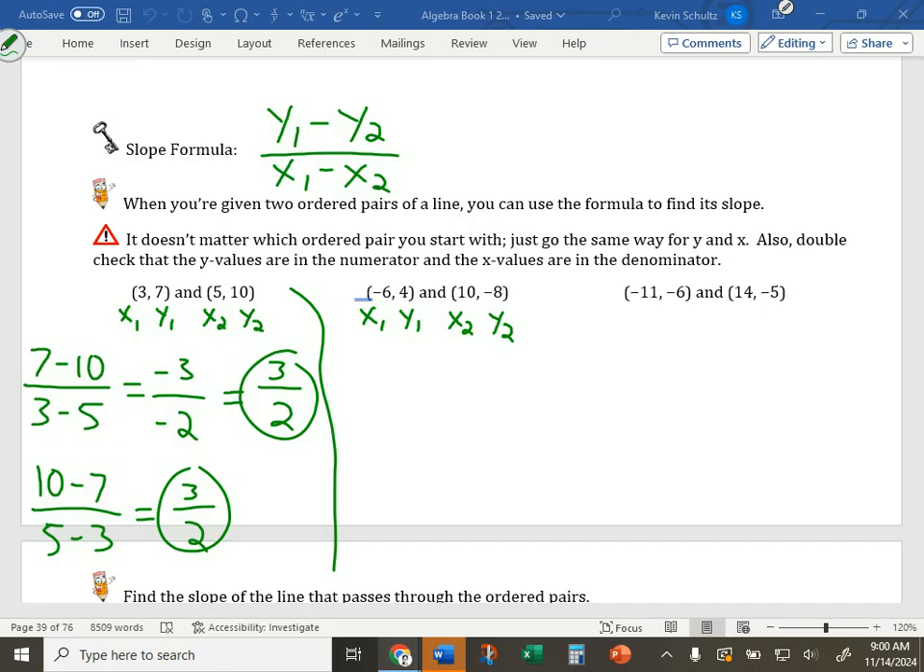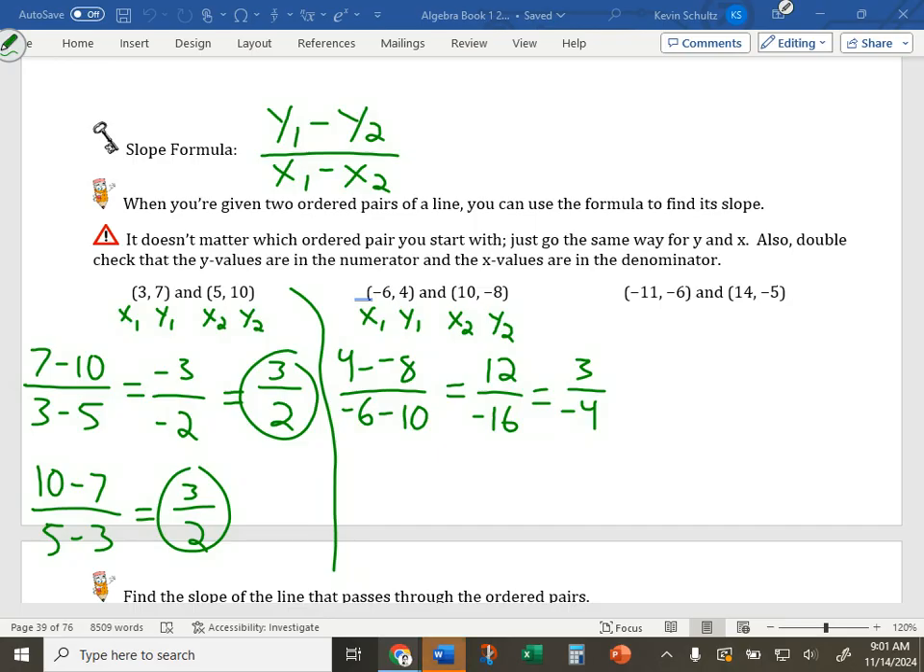If you do y1 minus y2, you get 4 minus negative 8 over x1 minus x2, negative 6 minus 10. This minus a negative, remember, is actually addition. When you subtract a negative number, it's the same as addition, so this would be positive 12. And negative 6 minus 10 is negative 16, which, when you reduce it, gives you 3 over negative 4. So that's not a wrong answer.